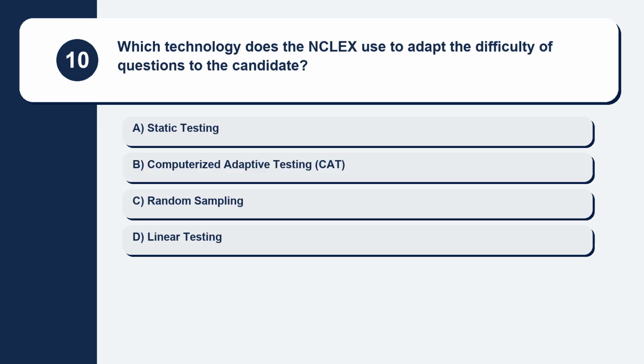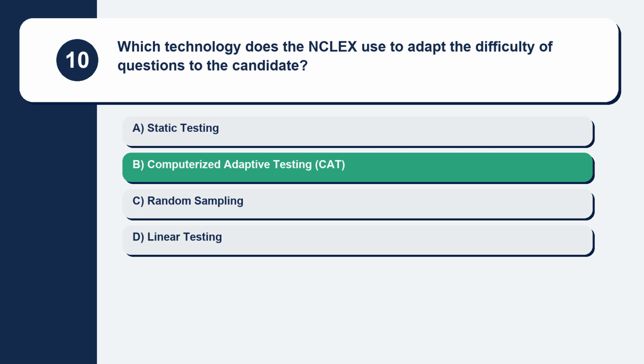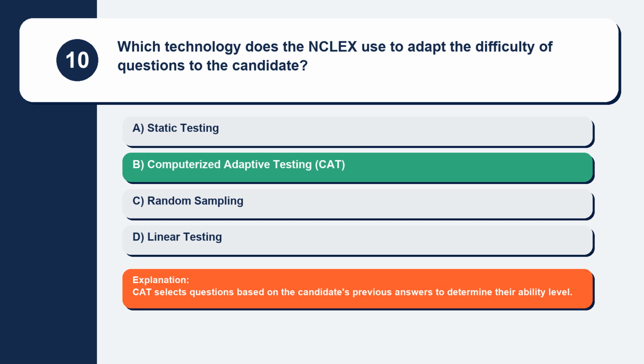Question 10. Which technology does the NCLEX use to adapt the difficulty of questions to the candidate? Static testing, Computerized Adaptive Testing, CAT, random sampling, linear testing. CAT selects questions based on the candidate's previous answers to determine their ability level.